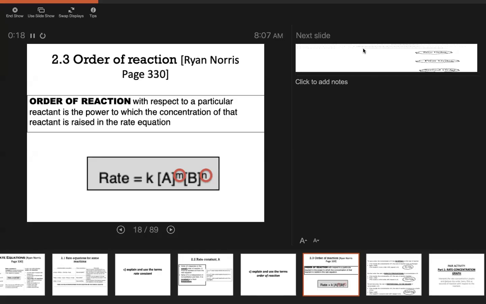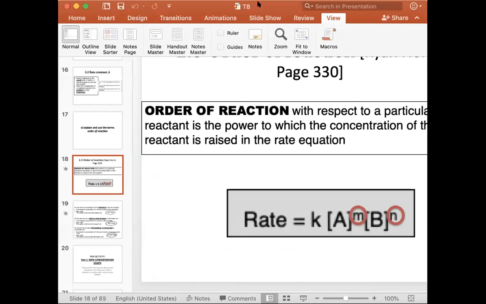Okay, so just a quick recap of what we did yesterday, which is order of reaction. Order of reaction is the power that we use in the rate equation.